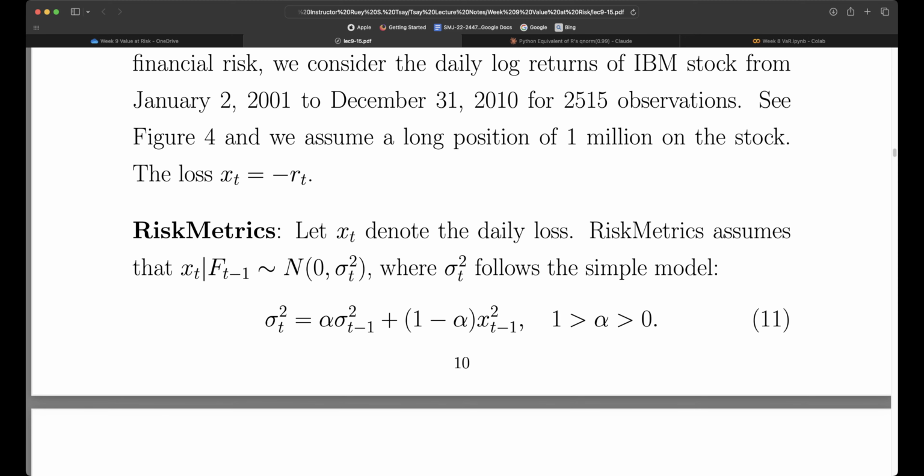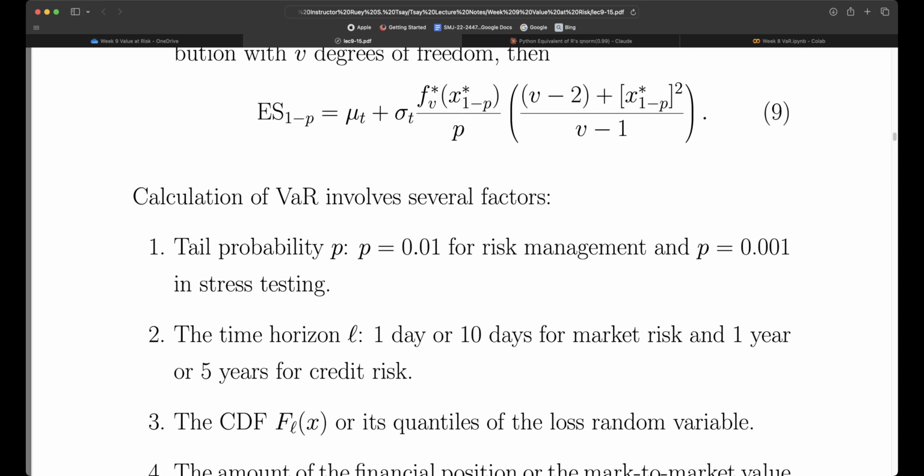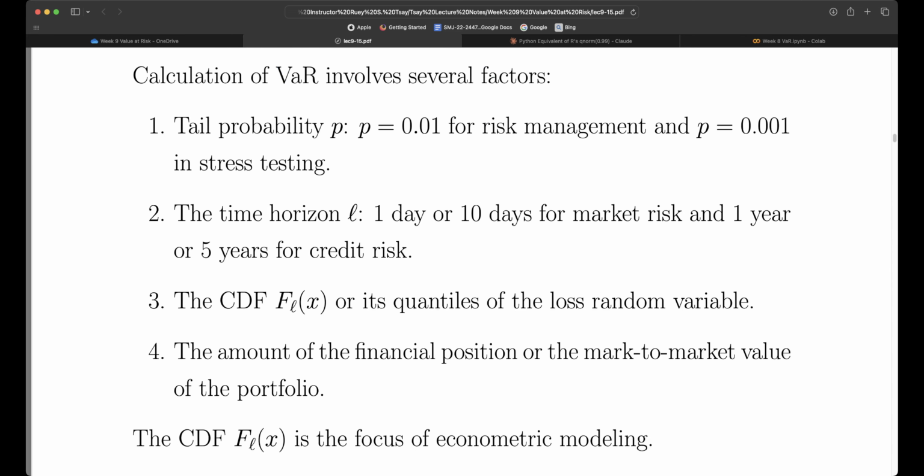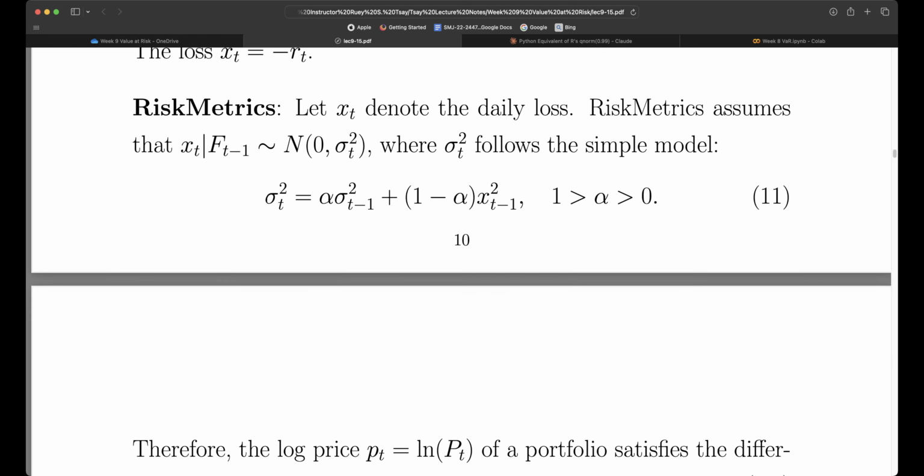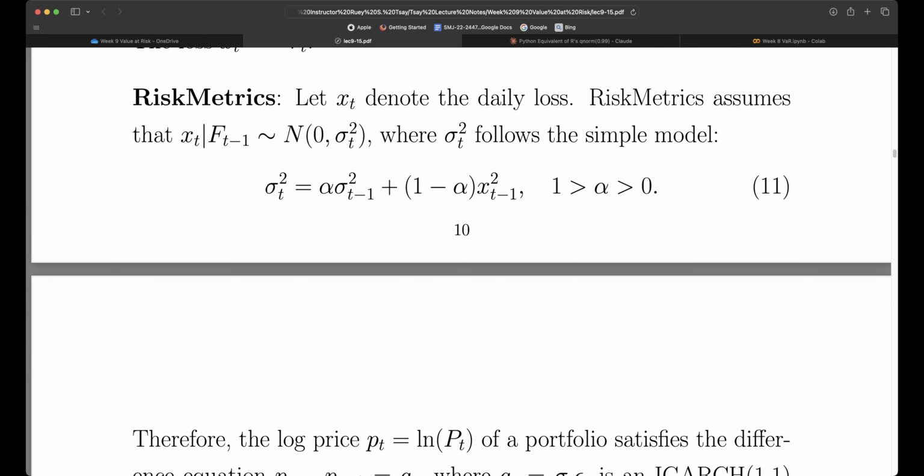In RiskMetrics, the company uses r_t as the daily loss, so it is the minus of the return multiplied by the original position. RiskMetrics assumes that x_t, conditional on previous information, is normally distributed. And then sigma_t follows the IGARCH(1,1) simple model, and we plug this standard deviation measure into the previous formula. This is the RiskMetrics method. This IGARCH is very convenient for updating the risk estimate.